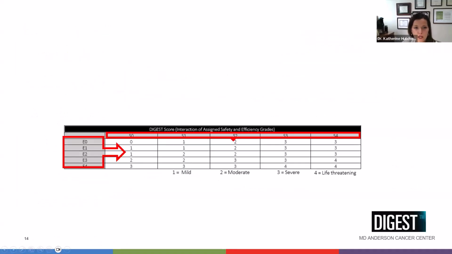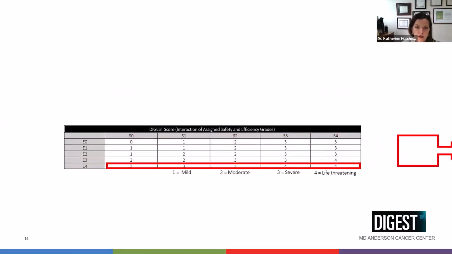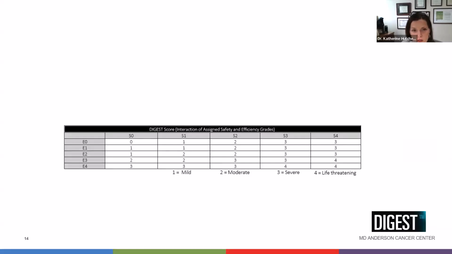And then the final Digest grade sort of crosswalks the safety impairment and the efficiency impairment to give an overall impression of the severity of the pharyngeal dysphagia.